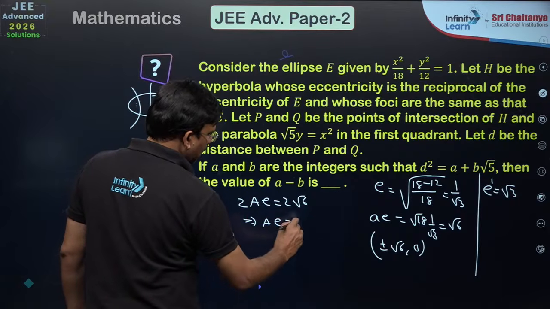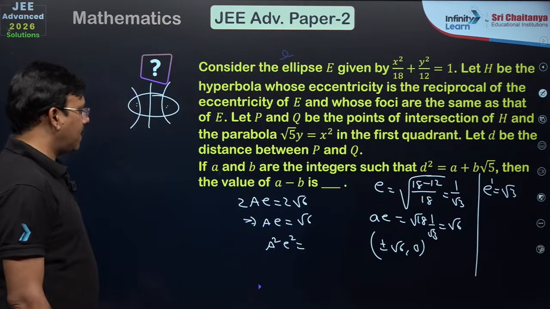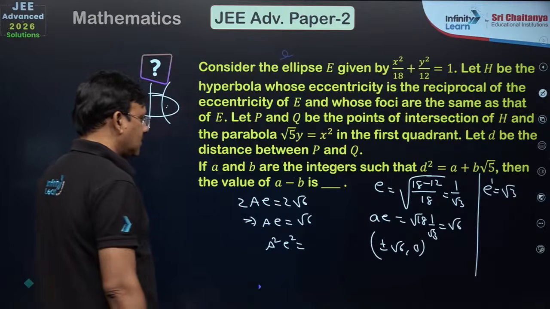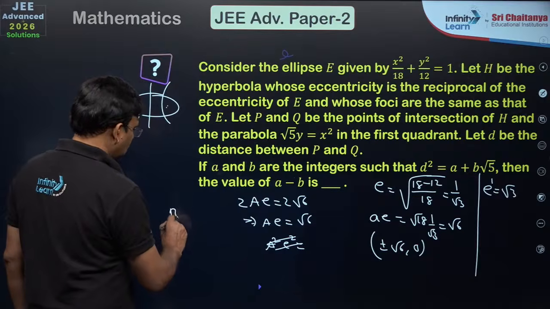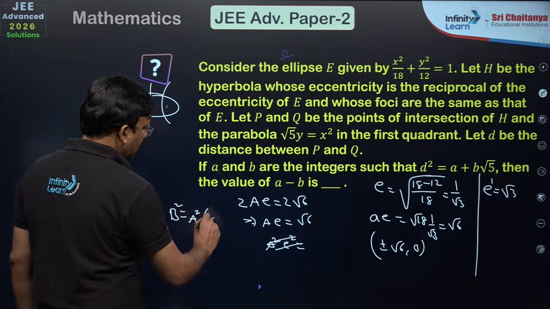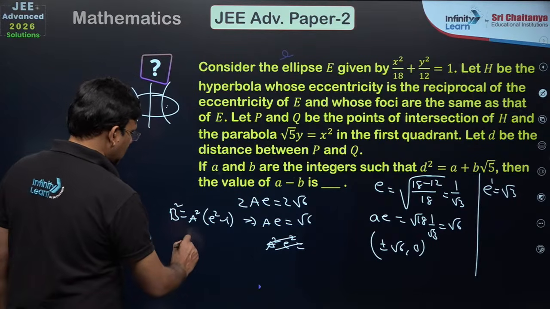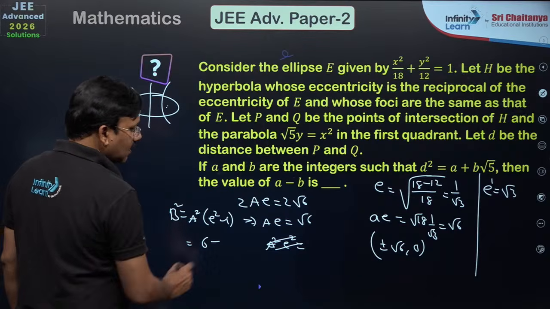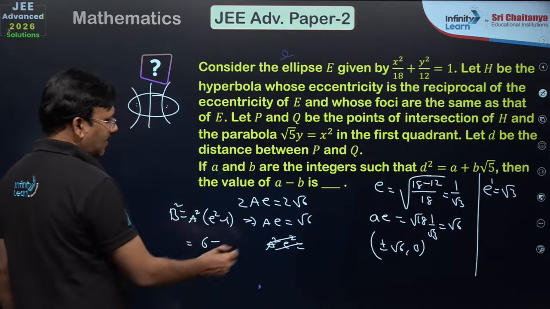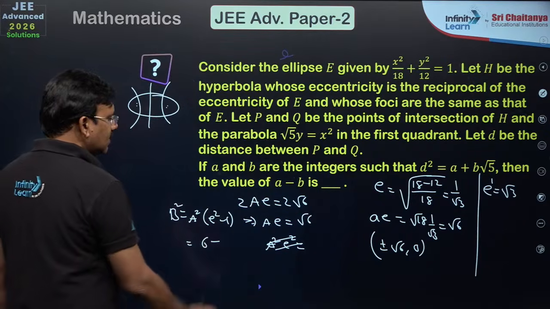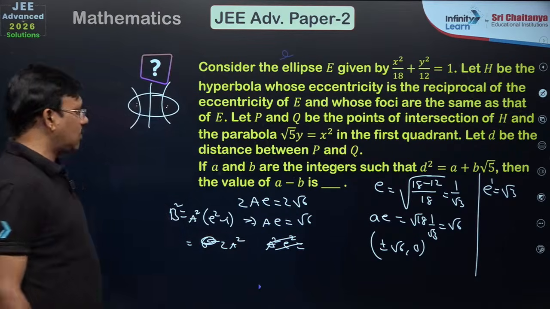So AE is going to be root 6, A square E square is equal to A square plus B square, correct? Or else you can also write B square is equal to A square into E square minus 1. So you can write B square is equal to A square, E square is 3, 3 minus 1 is 2, so B square is equal to 2A square.